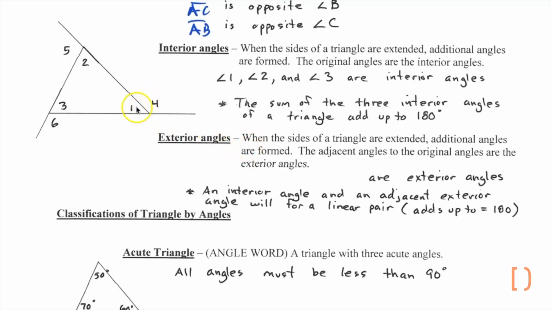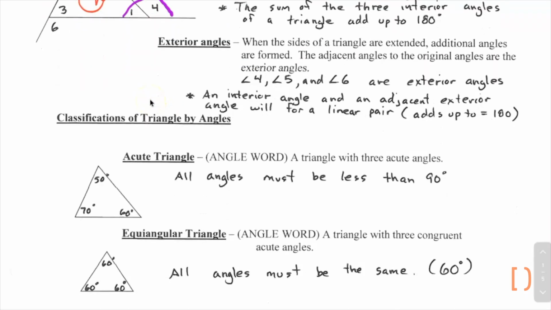The exterior angles are going to be the outside angles, so 4, 5, and 6. Those would be my exterior angles, and they don't add up to 180. But what happens is if you combine an interior and exterior angle, they equal 180. Right, because they form a linear pair. So all the inside angles add to 180, and then any interior angle with an exterior angle is also 180.